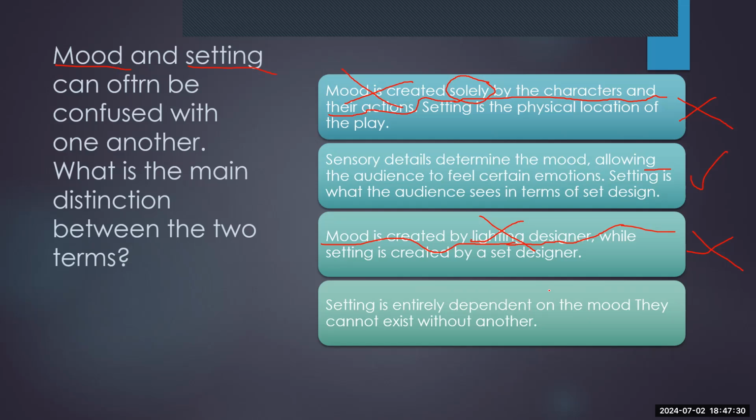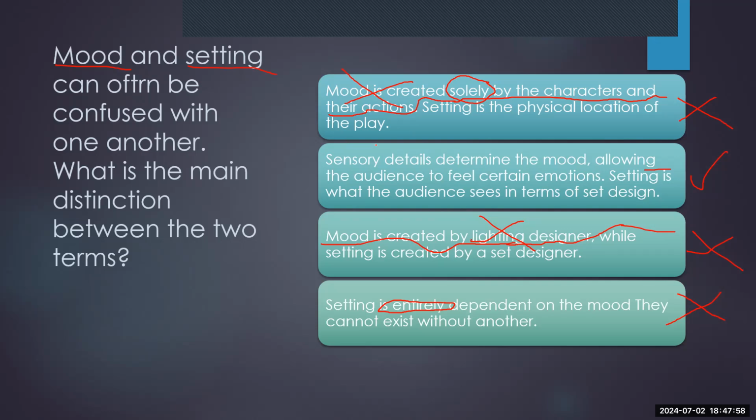So our setting can help determine the mood, but setting is concrete. It's what the audience actually sees and hears. The mood is abstract. It's a little bit harder of a concept as you're teaching your students because they can't necessarily see it. It's how it makes you feel. So it's teaching those feelings. So they are independent. It's not entirely dependent. That word entirely makes us screw it up.